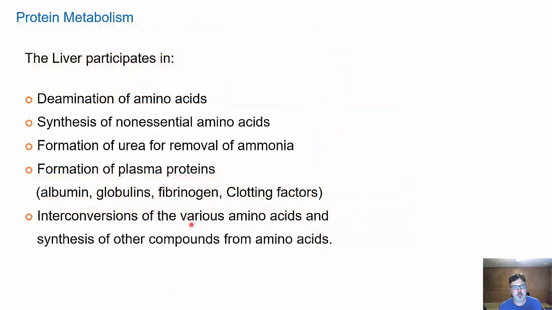So in terms of protein metabolism, the liver does a lot with proteins. First of all, it's going to be involved in deamination, taking the nitrogen off the amino acids. Also, it can synthesize non-essential amino acids as well. It's also involved in the formation of urea to remove the ammonia, and it's also involved in the formation of plasma proteins. In fact, most plasma proteins, aside from gamma globulins, which are produced in your lymphatics, most of these guys will be produced in the liver. And also it's involved in the interconversion of various amino acids, where it can convert one amino acid into a different kind. And we'll talk about how that's done here in a few minutes as well.